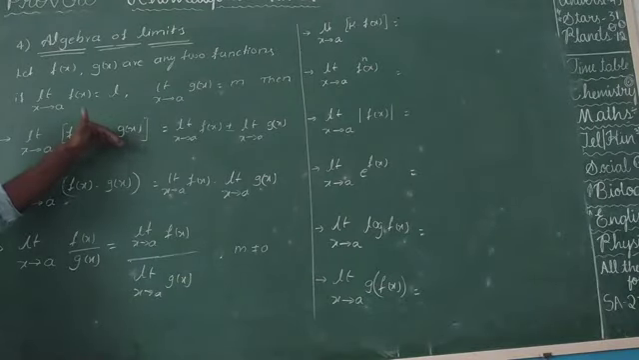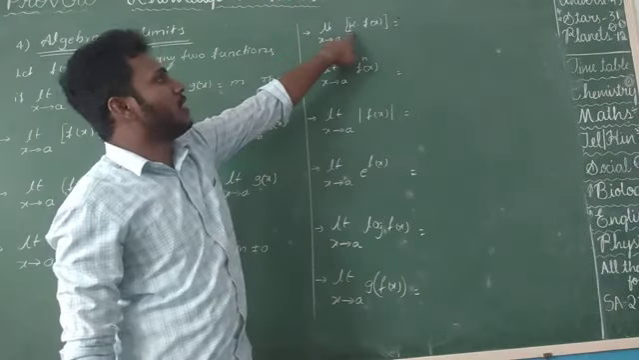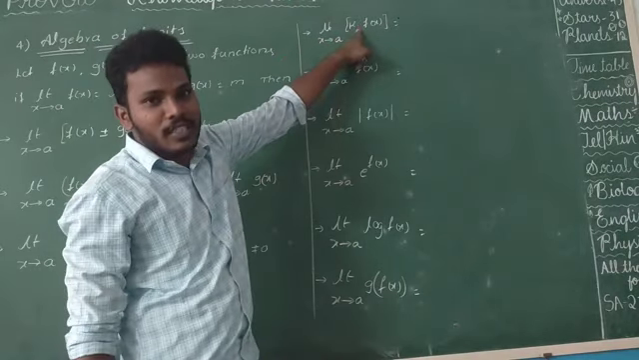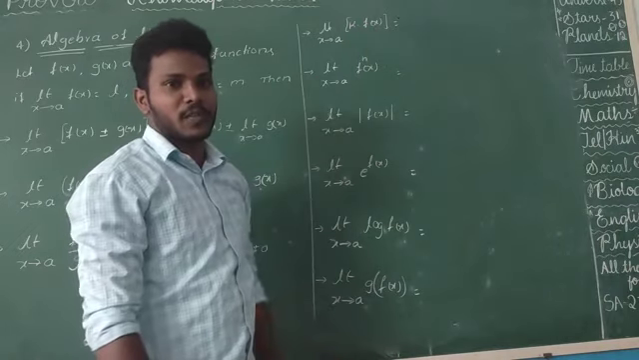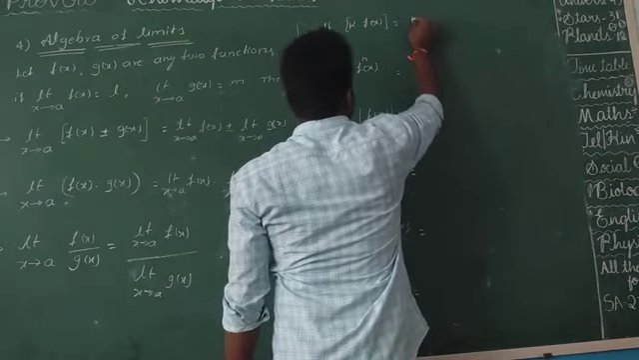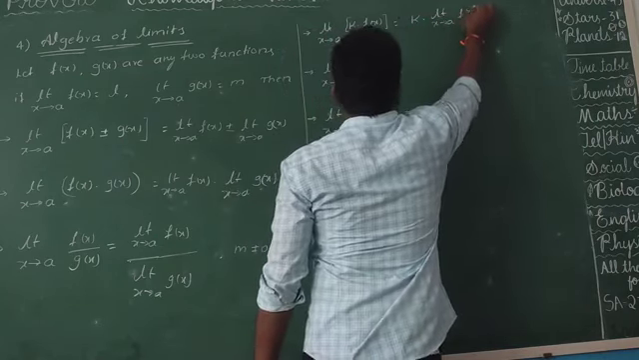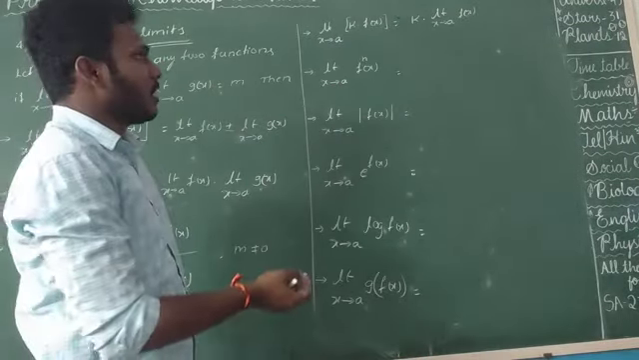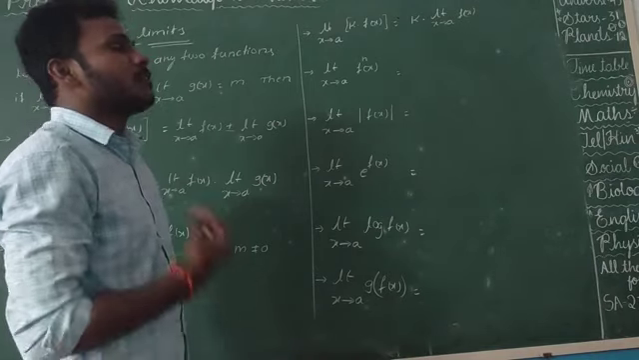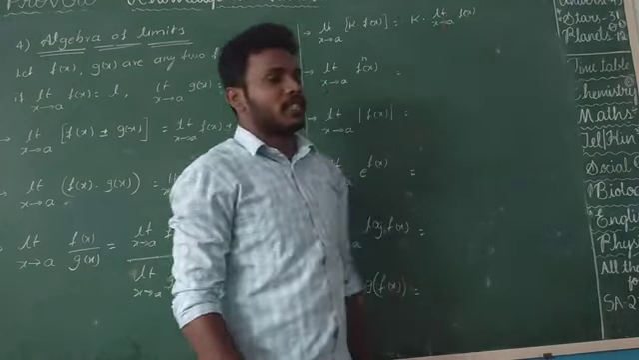So now we have addition, subtraction, multiplication, division. Now look here, for constant multiplication, limit x tends to a, k into f of x, where k is some constant, you apply the limit only for the function f of x. That's why k comes outside, that is k into limit x tends to a, f of x. So we apply the limit only to the function, and the constant gets separated. The constant is multiplied by the overall limit of the function.